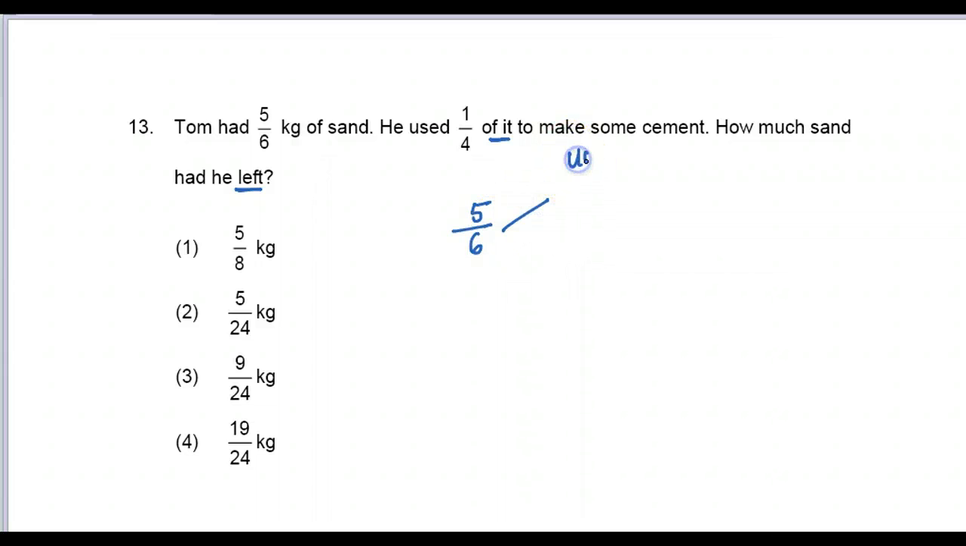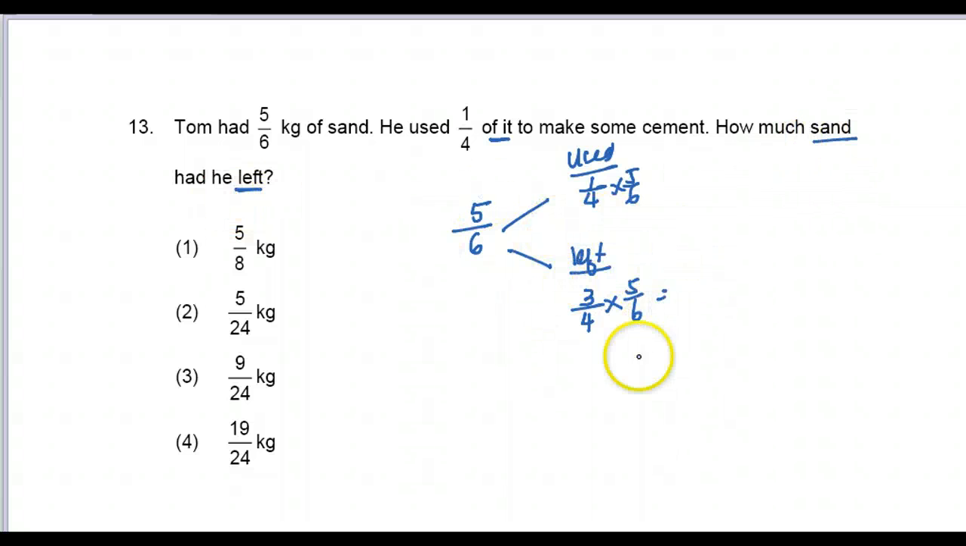He used 1/4. He's left with 3/4. So used is 1/4 times 5/6, and left will be 3/4 times 5/6. So how much sand did he have left? I want to look at this part here. So I cross multiply. I will get 5 out of 8. So my answer would be 5/8, option number 1.